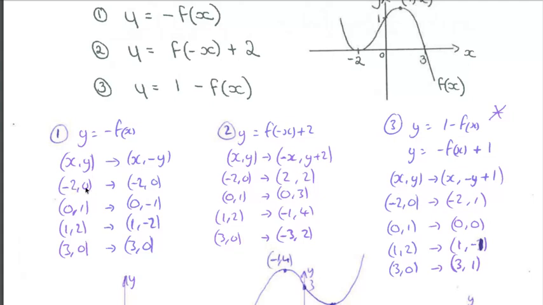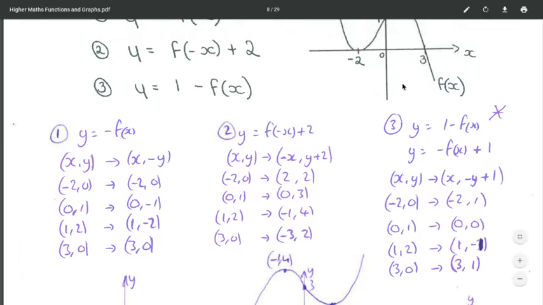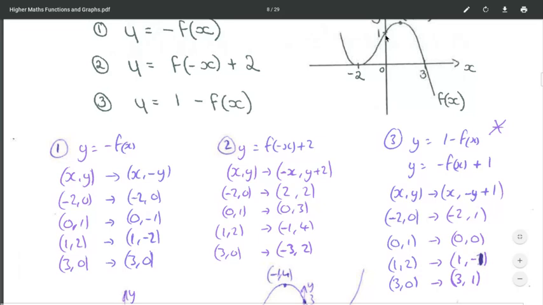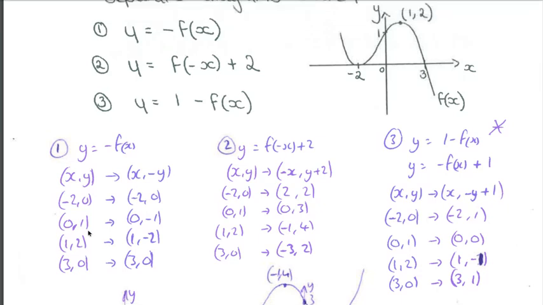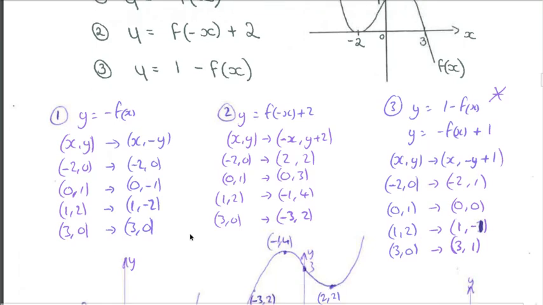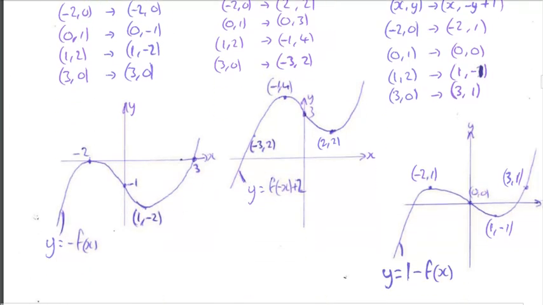So negative 2, 0 maps to negative 2, 0. 0, 1 will map to 0, negative 1. Remember, the 1 will flip upside down and become negative 1. The 0, the x coordinate, has not changed. And in a similar way, we'll have those 2 points as well. And then once we have that, we can just make our sketch.